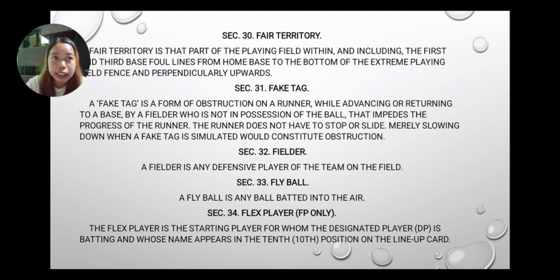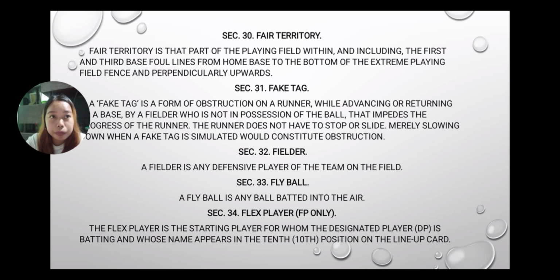Section number 30. Fair territory. Fair territory is the part of the playing field within and including the first and third base foul lines, from home base to the bottom of the extreme playing field fence and perpendicularly upwards.